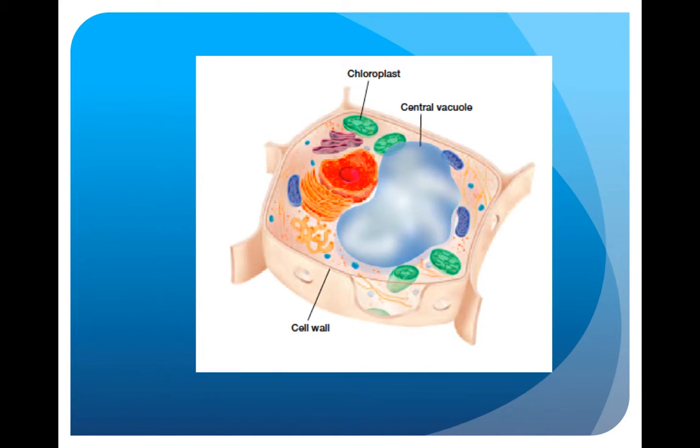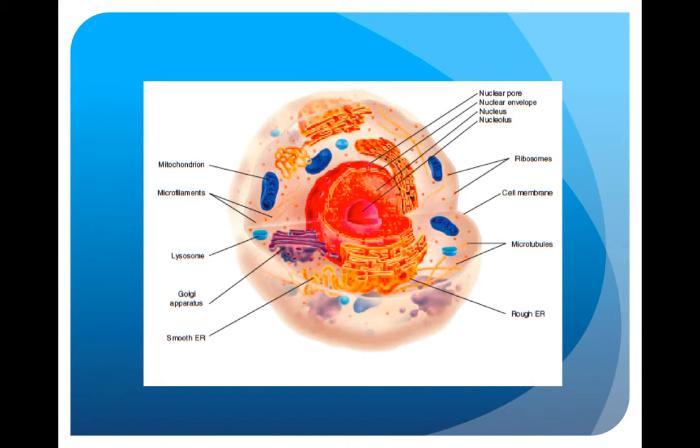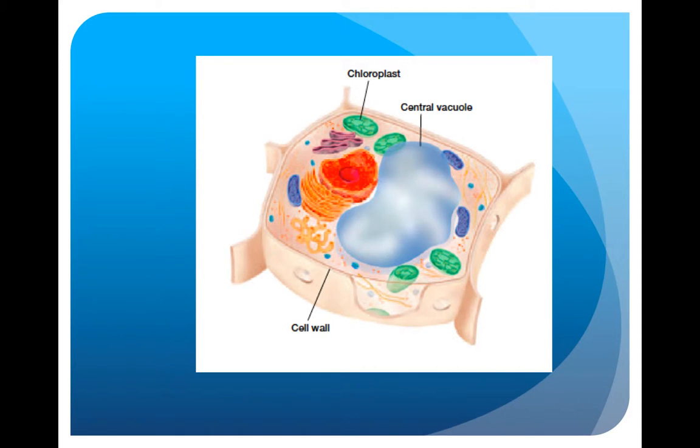This is also a eukaryotic cell. This first one is an animal eukaryotic cell. This is a plant eukaryotic cell. So eukaryotic cells can be divided into two more subclasses: animal cells and plant cells.